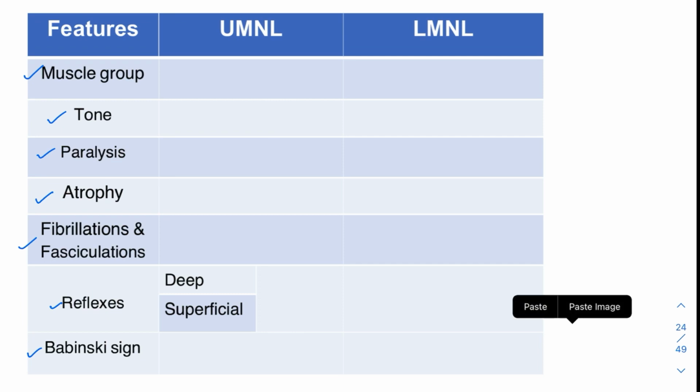Just remember one point: the upper motor neuron is constantly controlling the lower motor neuron. The upper motor is like a teacher. Whenever the teacher is in the class, the students will be calm. If the teacher is not there, what are they going to do? They are going to jump around and do their actions in an exaggerated way. So what is happening? Let's see.